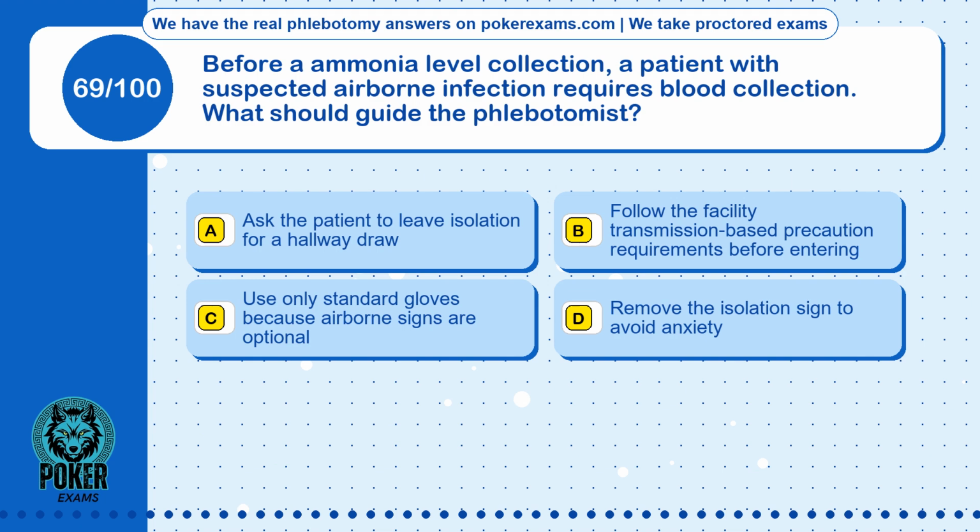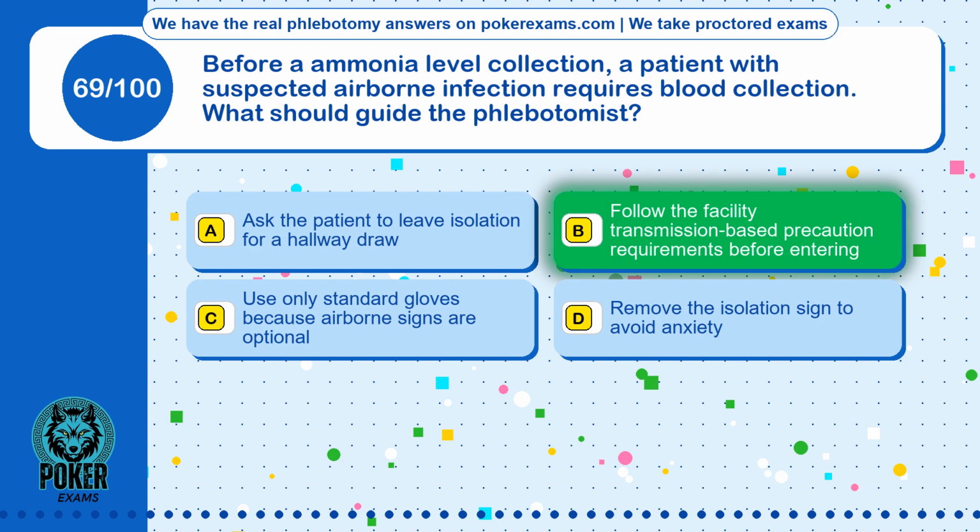Question 69. Before an ammonia level collection, a patient with suspected airborne infection requires blood collection. What should guide the phlebotomist? Option A. Ask the patient to leave isolation for a hallway draw. Option B. Follow the facility transmission-based precaution requirements before entering. Option C. Use only standard gloves because airborne signs are optional. Option D. Remove the isolation sign to avoid anxiety.